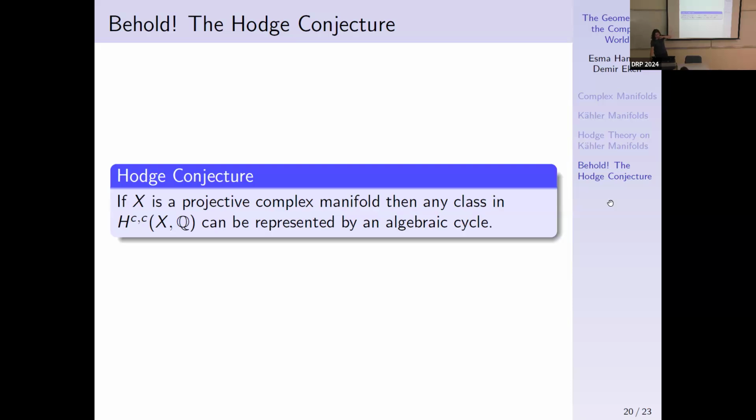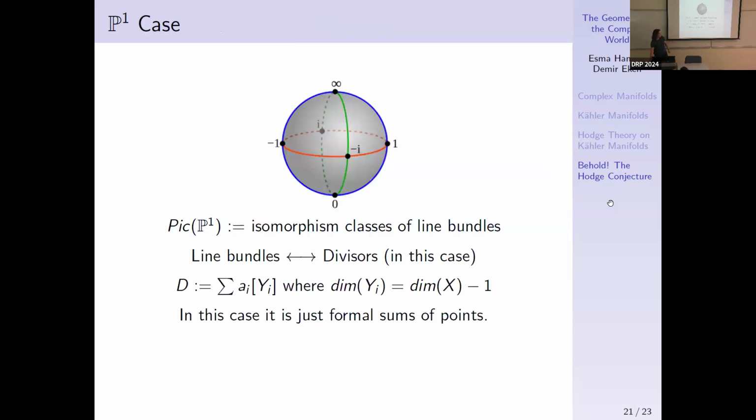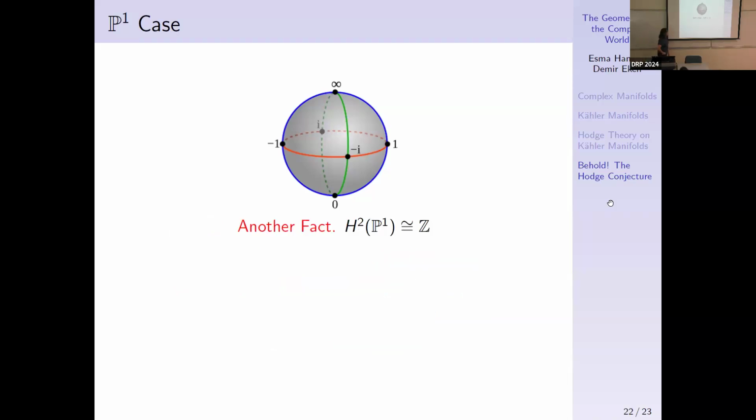Now I will illustrate this by an example. We have the one-dimensional complex projective space. You can think of it as a Riemann sphere. I didn't tell you what the Picard group was. It's just the isomorphism classes of line bundles. Line bundles correspond to divisors, and divisors are basically just formal sums of codimension one subspaces of your manifold. If you have a plane, then your codimension one objects are lines. In this case, our complex dimension is one, so they're just formal sums of points. Now I'll give you a fact of life that the Picard group is just the integers. Then I will give you another fact of life that the second cohomology of P1 is the integers again.